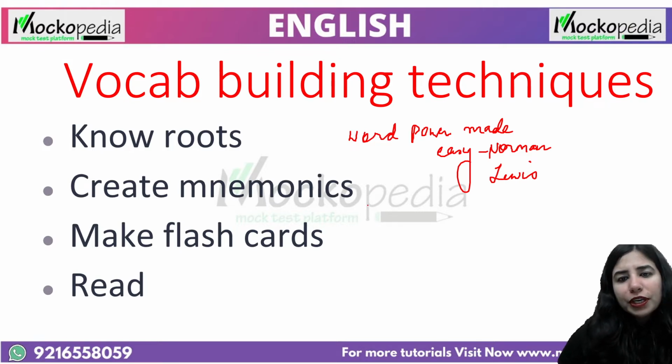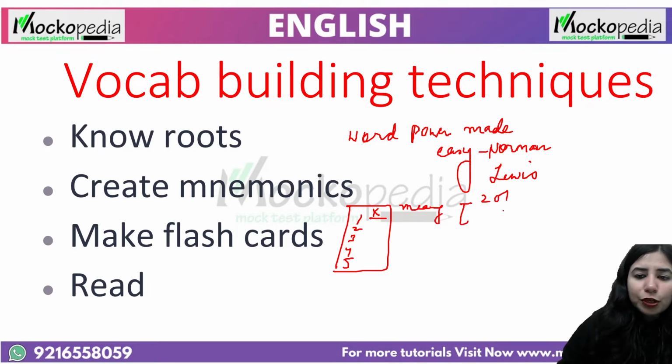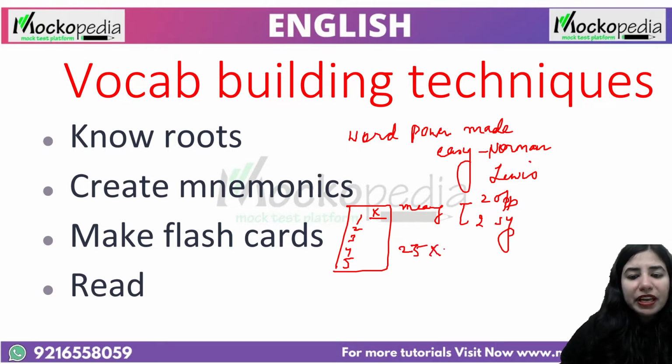When we talk about mnemonics, these are memory tools that you create in order to retain the words better. Make flashcards. So you can take any good quality piece of paper, write 3 to 5 words that you would want to learn, write the main word, write the meaning, write two opposites and two synonyms, so that you have close to 25 words in one card, and you can make 5 such cards. So there will be 125 words that you can target in a week's time, right? So try to make a lot of flashcards.